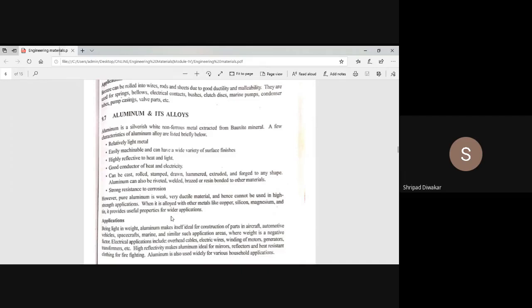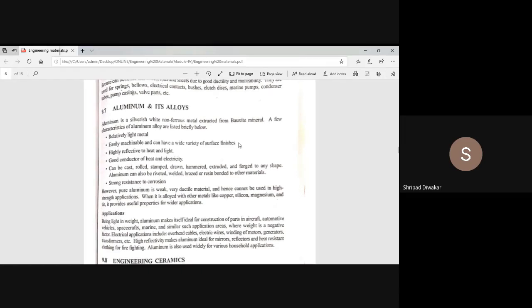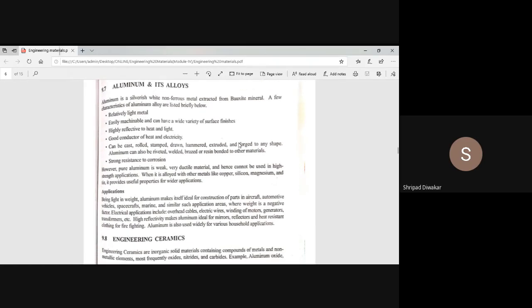So then how to improve the aluminum hardness? By adding materials like copper, silicon, magnesium, etc. We can improve the hardness of aluminum. So next, applications. Okay, what are the applications of your aluminum?